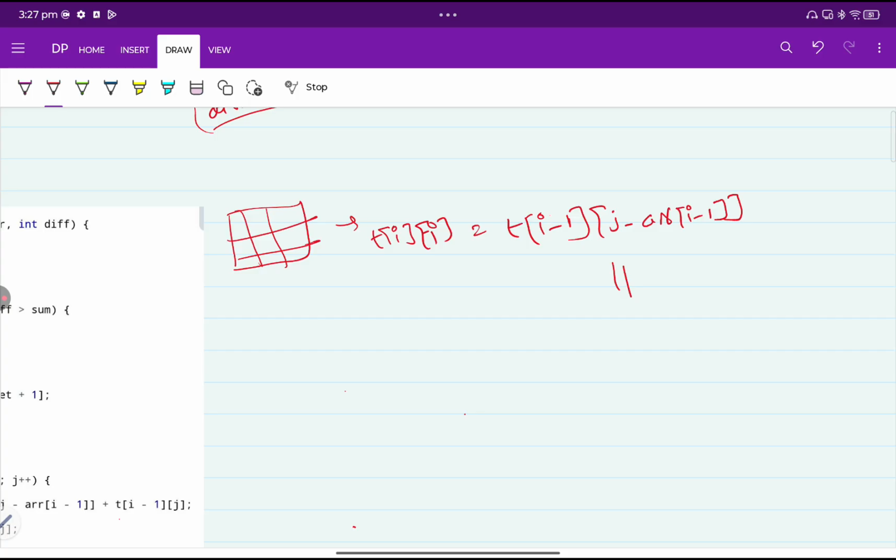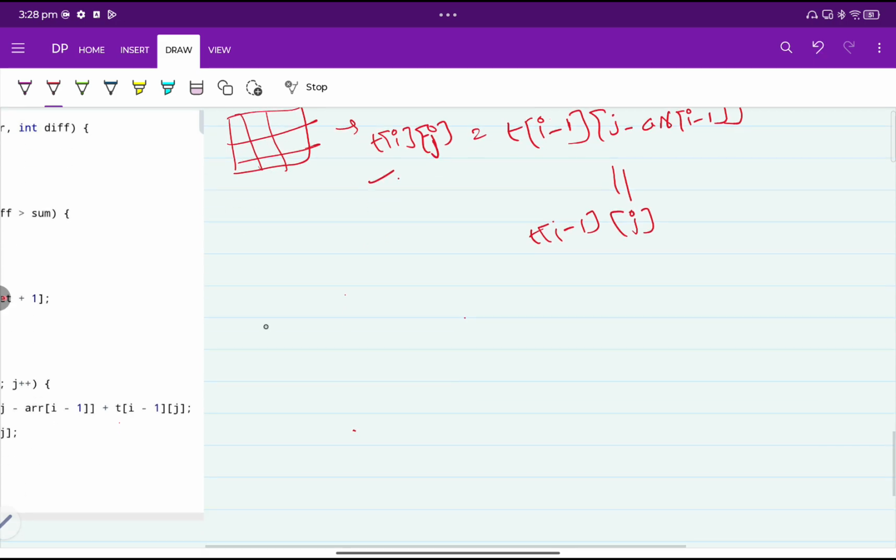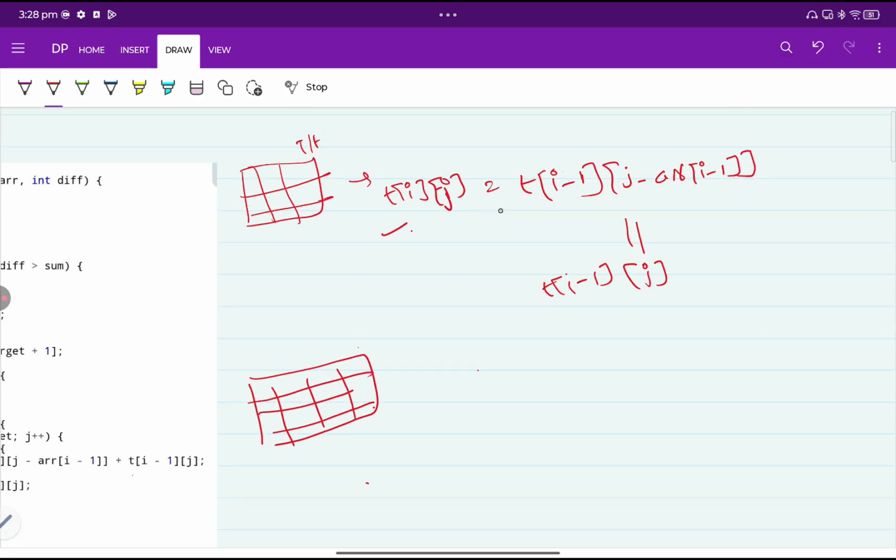And if the return type is true or false, then it's t of i minus 1 without including it. This is the first state. If the question is asking whether it's possible or not possible, like whether the target sum is possible or not, then do this kind of thing. If the question asks for the maximum value or maximum sum, then that is another case, and this is the initialization.